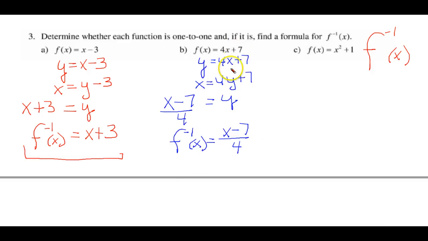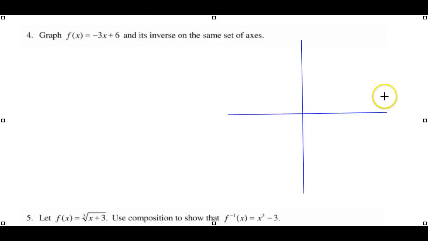Now, for some of you, hopefully the helpful part of this is that you can go back and replay it and be sure you understand the process. Let's go on. Now, here we get a chance to use lots of our skills because they're asking us to first find the inverse of this and then graph both of these on the same set of axes.